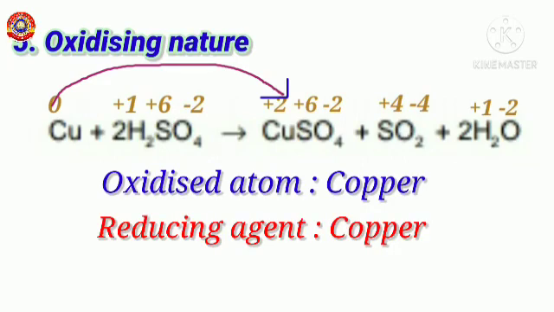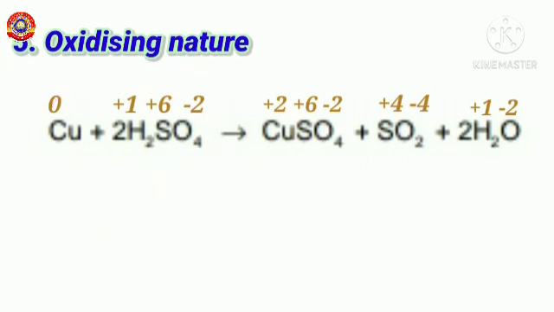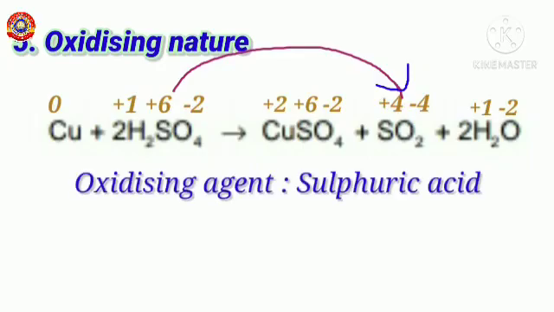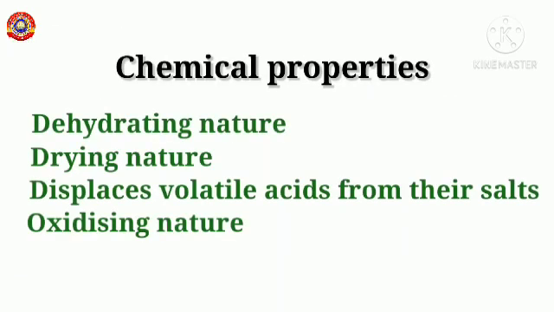And what about the oxidizing agent in this reaction? Analyze the oxidation state of sulfur in sulfuric acid and sulfur dioxide. In this equation also we can see that sulfur shows a decrease in oxidation state from +6 to +4. Therefore, sulfuric acid is said to be the oxidizing agent in this reaction. Alright students, so we learned about the chemical properties of concentrated sulfuric acid.